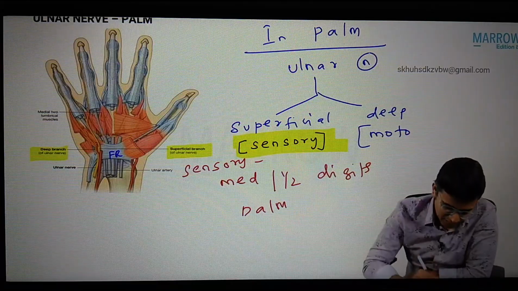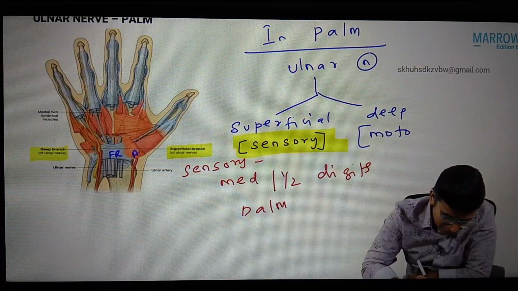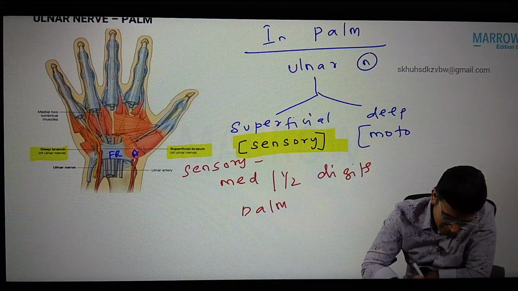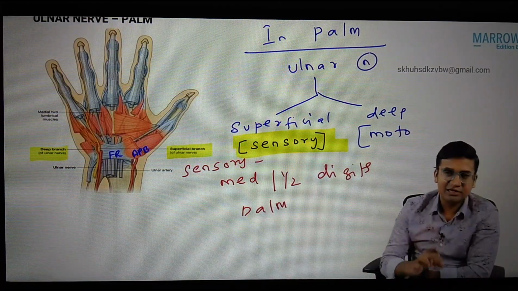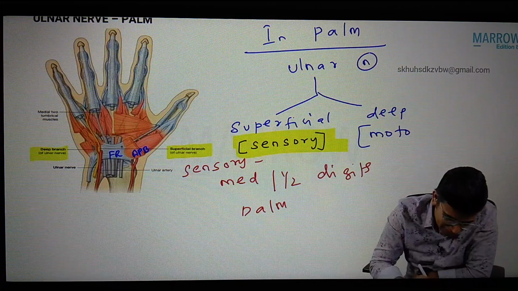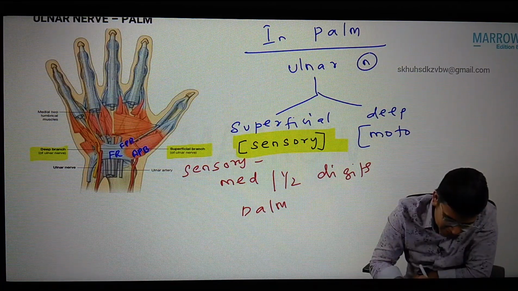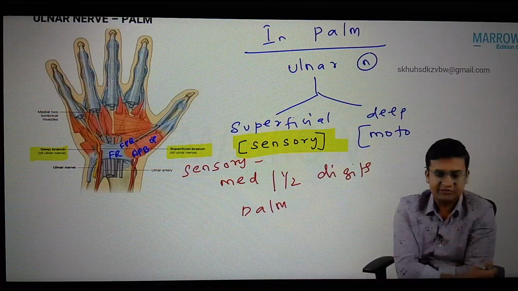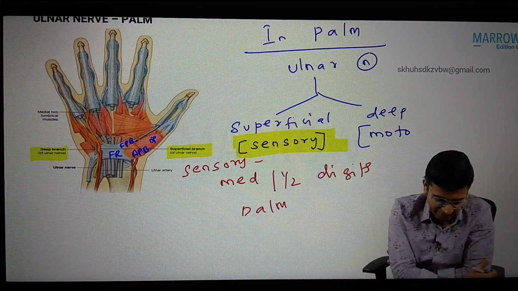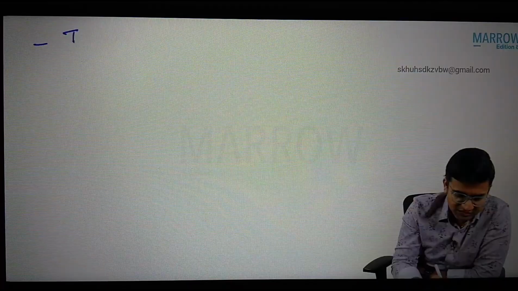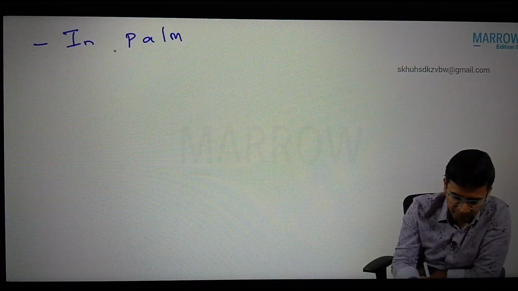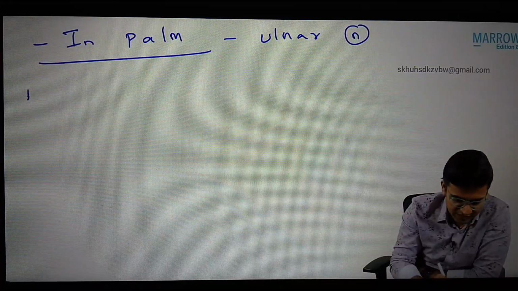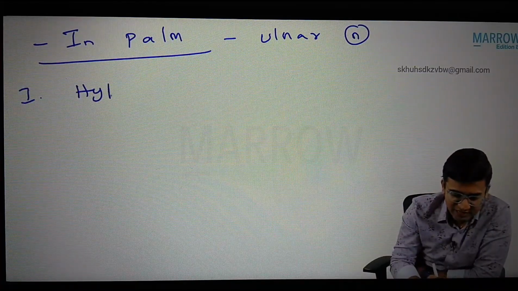See the diagram? Now, this is our abductor pollicis brevis, I am writing APB. Abductor pollicis brevis. And then this one, flexor pollicis brevis. If you remove these two, now in the deep layer, we are seeing opponens pollicis. Okay, fine. So, muscles in the palm supplied by the ulnar nerve. In the palm, the ulnar nerve supplies the following muscles. First group, hypothenar eminence muscles.